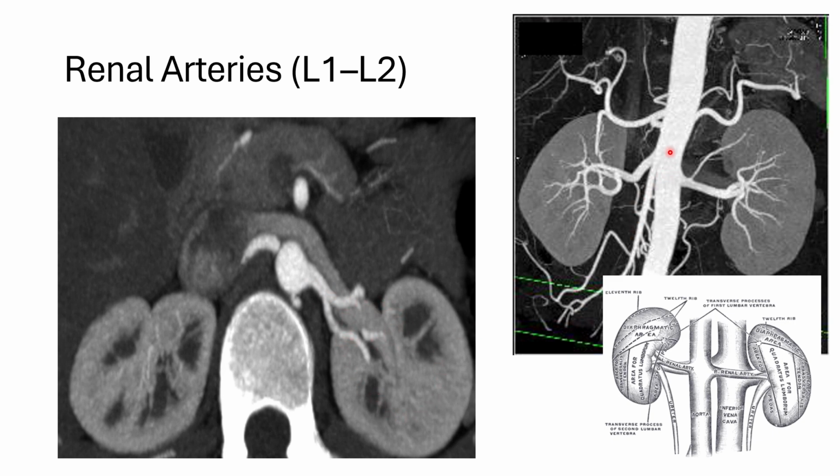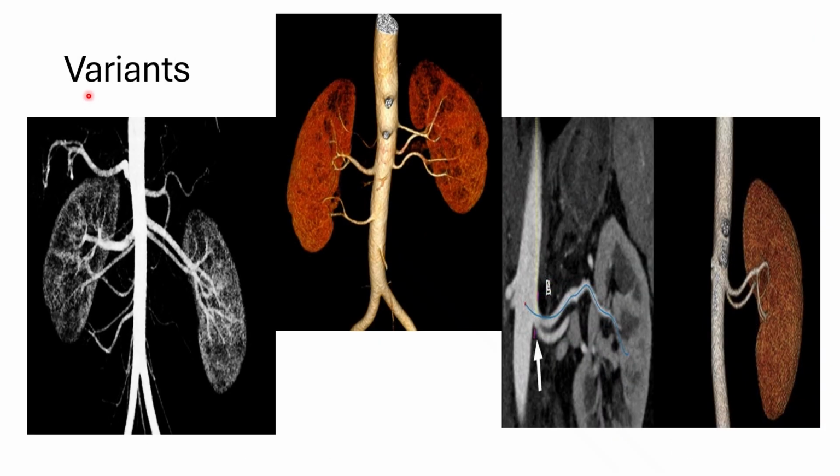We can see in this coronal image, this is the right renal artery, left renal artery. This is the image showing the renal artery, right and left. Anatomical variants of the renal artery: the most common is the accessory renal arteries, seen in 25% of the population. This image shows accessory renal arteries on both sides. In this image also we can see that this is the accessory renal artery.